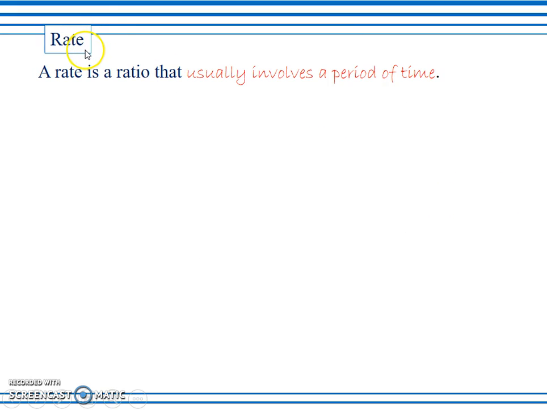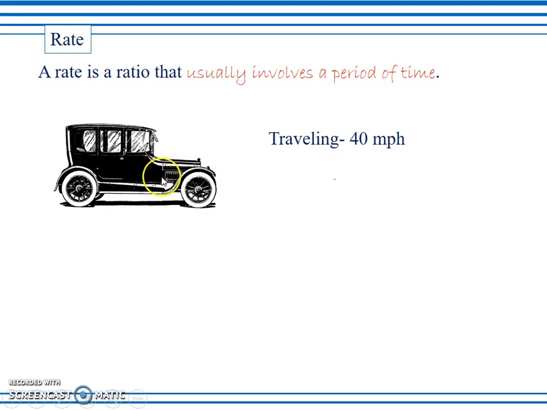So now let's talk about rate. A rate is a ratio that usually involves a period of time. So for example, we have a car and it's traveling 40 miles per hour. Now you might say 40 miles per hour, that's not 2 numbers. We're supposed to have 2 numbers to compare, but we really do. We have 40 miles per 1 hour. In this example, miles to hours, this is a rate because we can travel 40 miles to 1 hour.